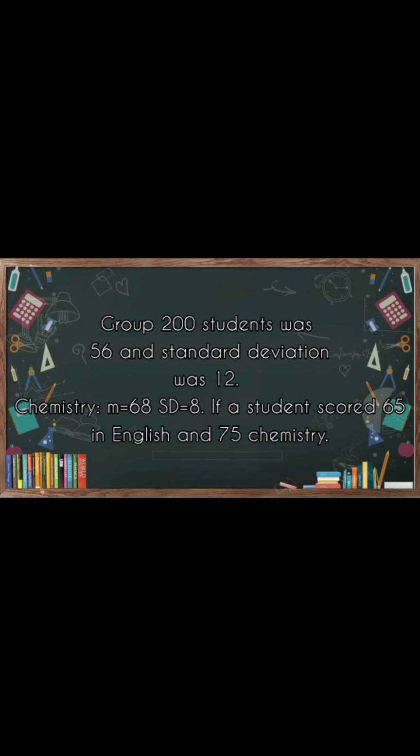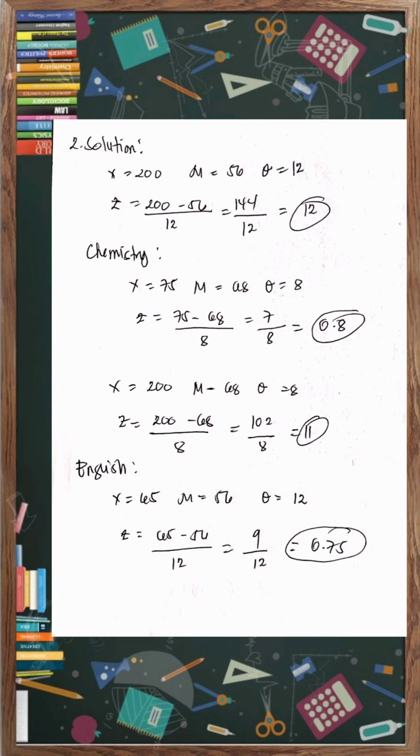Number 2 question. In a certain test in English, the mean score of a group of 200 students was 56, and the standard deviation was 12. In the test in chemistry, the mean was 68 and the standard deviation was 8. If a student scored 65 in English and 75 in chemistry, in which test did she perform better?